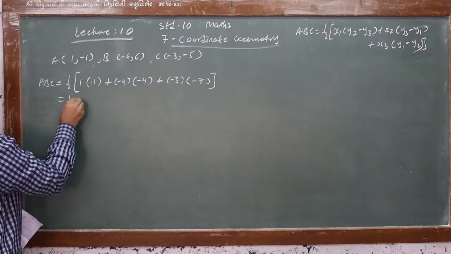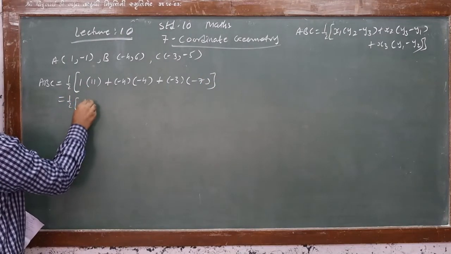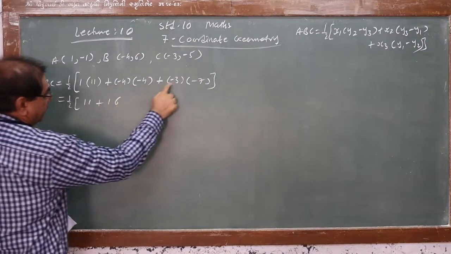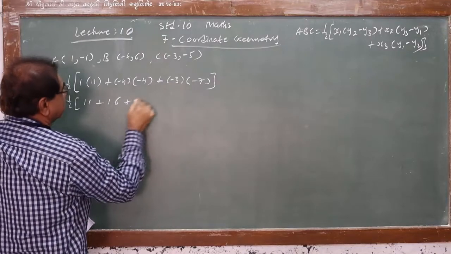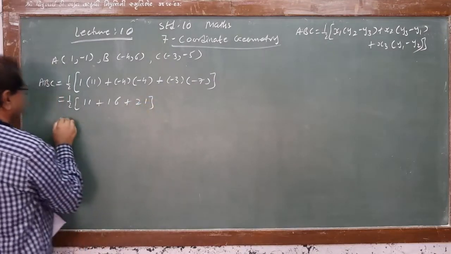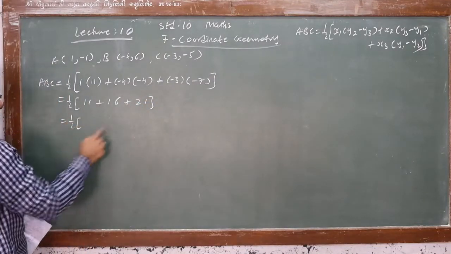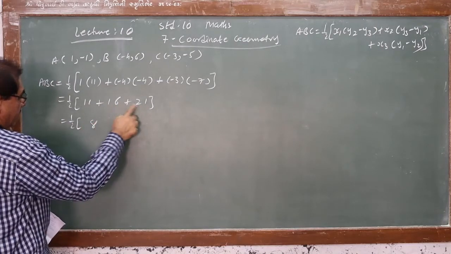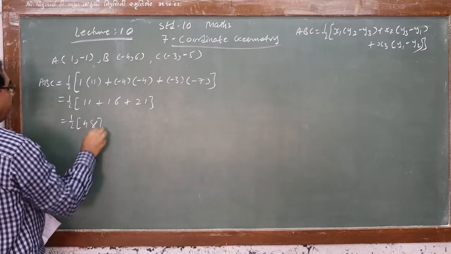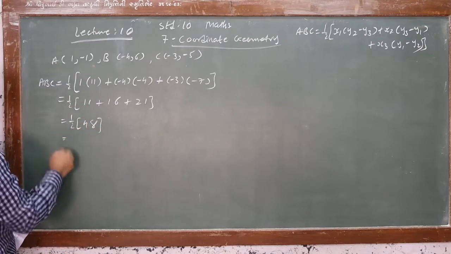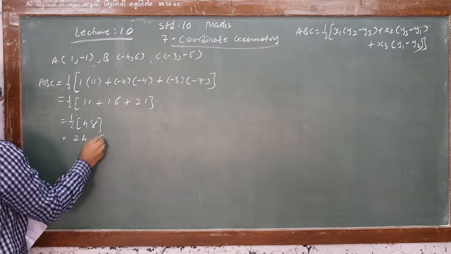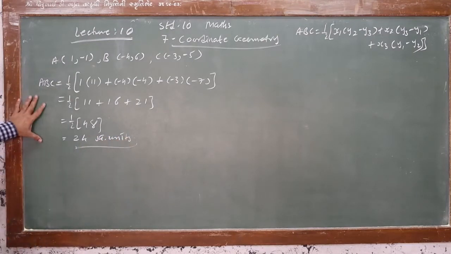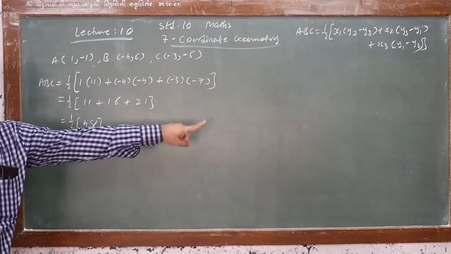So it is equal to 1/2 into bracket 11 ones are 11, minus minus, plus 4 4s are 16, minus minus, plus 7 3s are 21. So it is equal to 1/2 into bracket 11 and 16 is 27 and 21 is 48. 48 into 1/2 means upon 2, so it is 24 square units. So this is how you can find out the area of a triangle with the given formula.